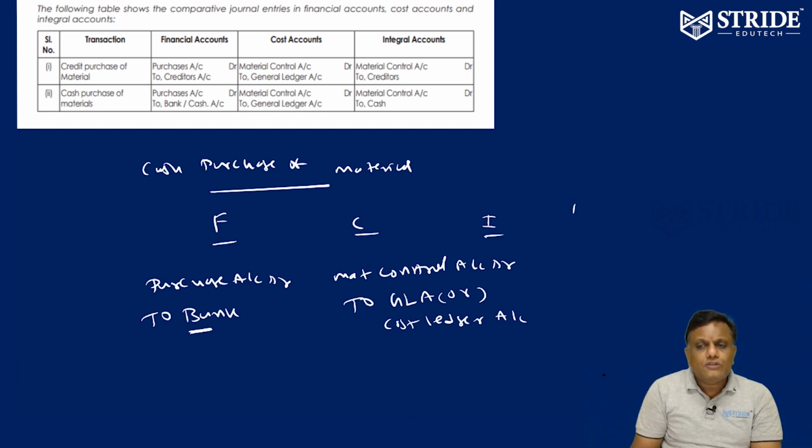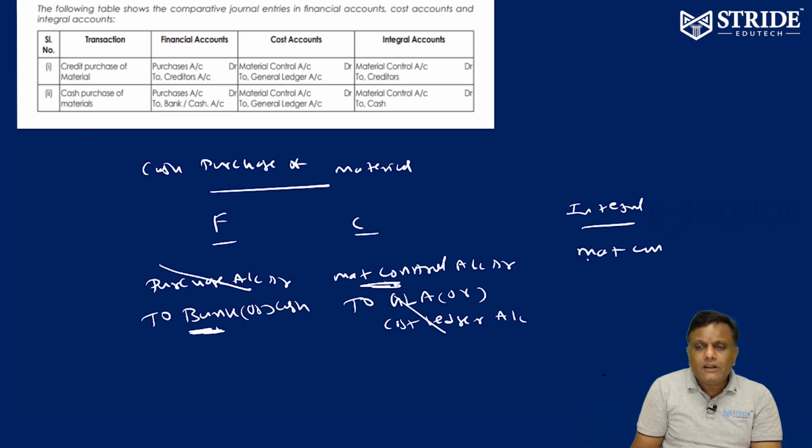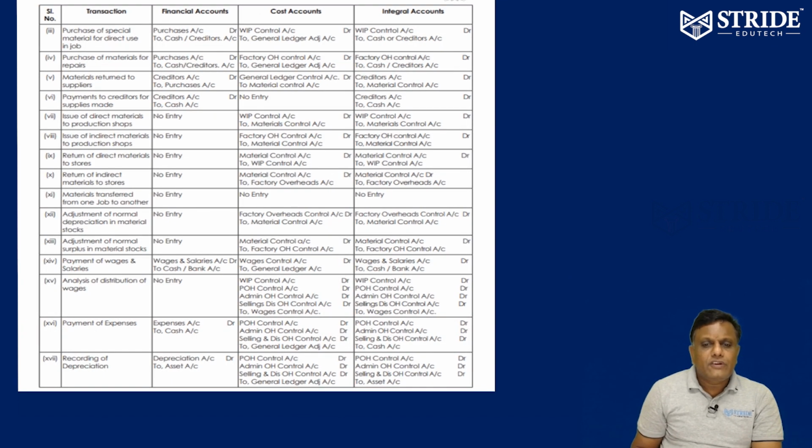But in integral books, we take the debit from here and the credit from here. We should not take this and this. Purchase, there is no placement. You have to say material control to cash or bank. So in integral books, we say material control account debit to cash or bank. Next, number 3 entry.